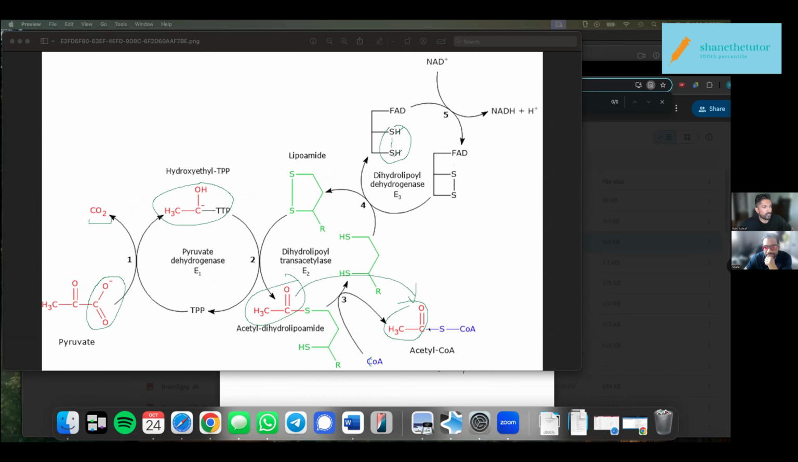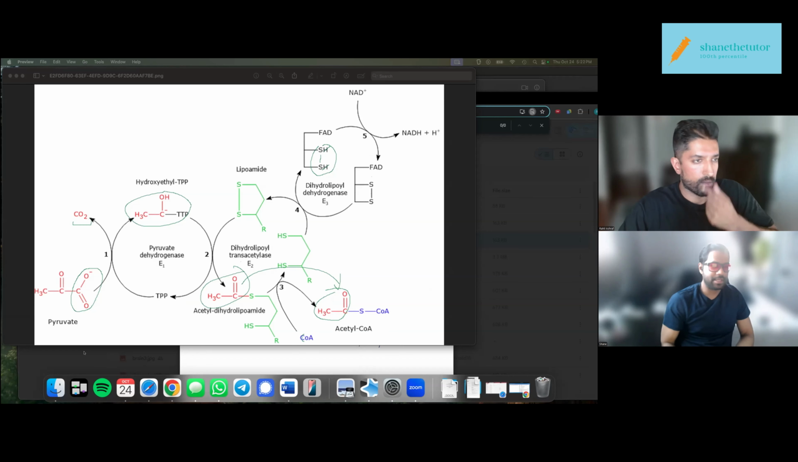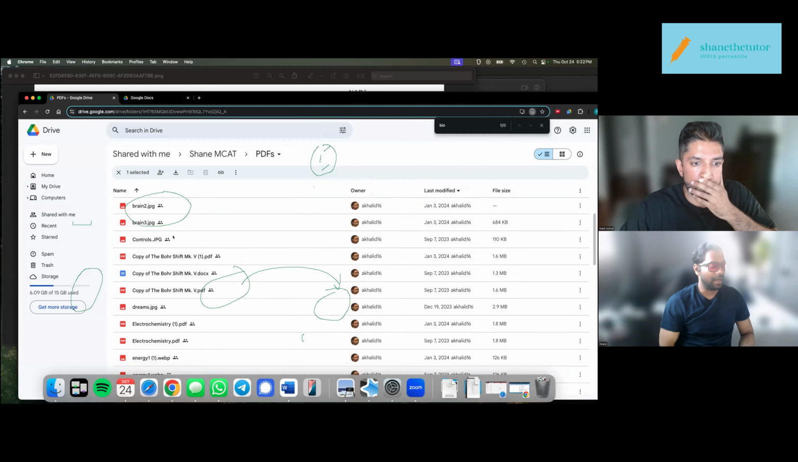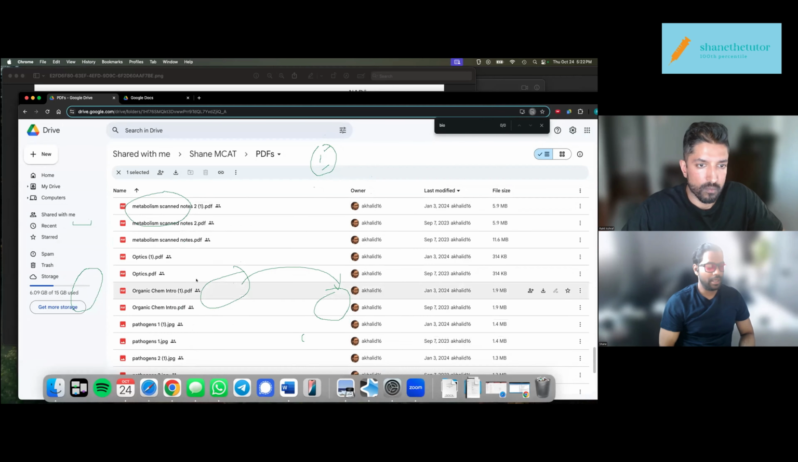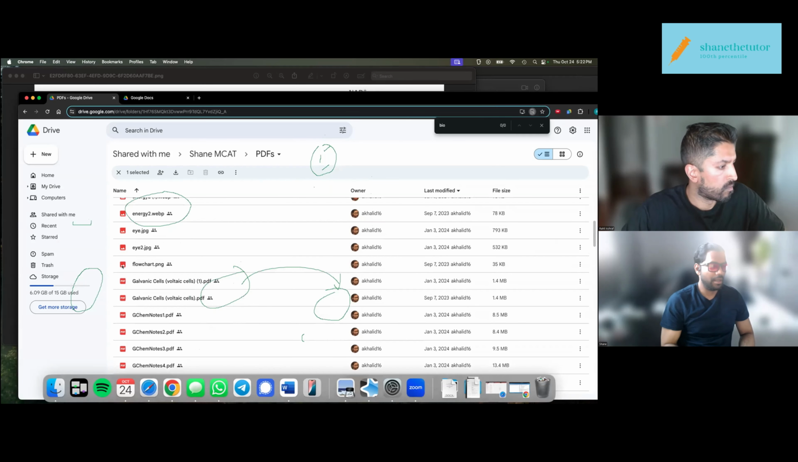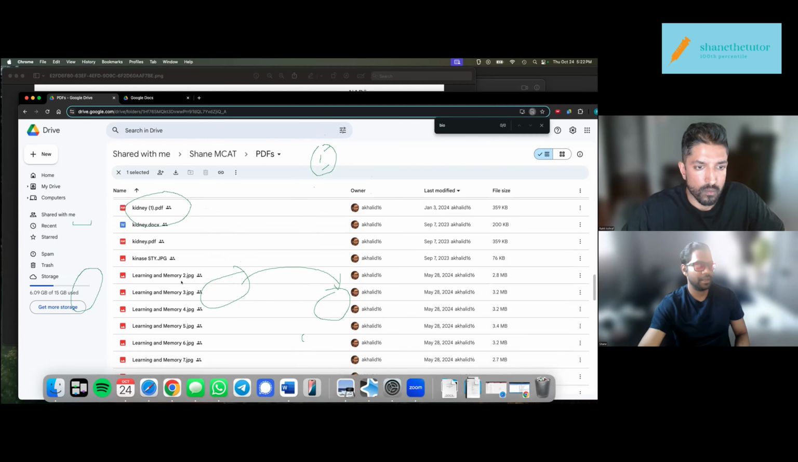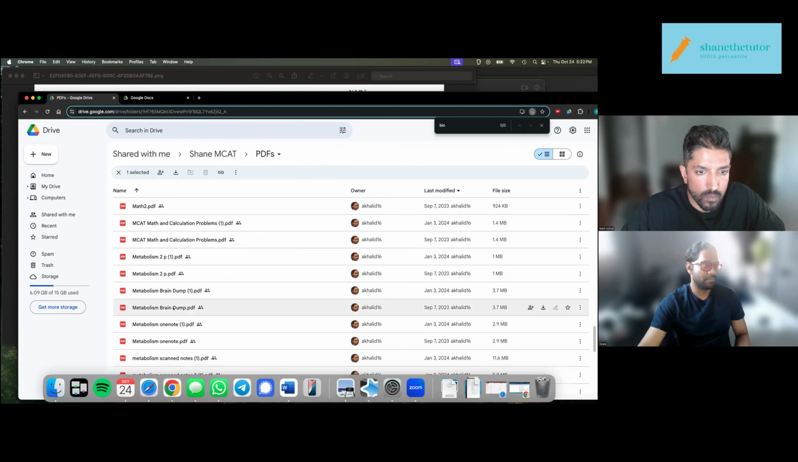And the purpose is what, to generate... What is the bigger purpose of this? Just NADH or something? Oh, acetyl-CoA to go into the... Yeah. So in one of my PDFs about metabolism, I talk about this. It's the brain dump one, I think. Sorry, it'll still be called metabolism. It'll just say brain dump after.